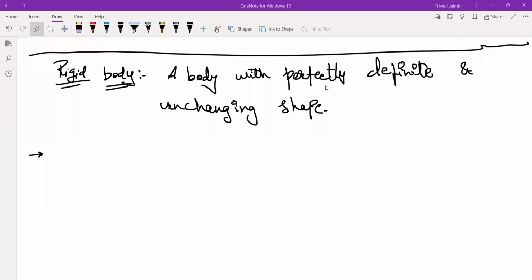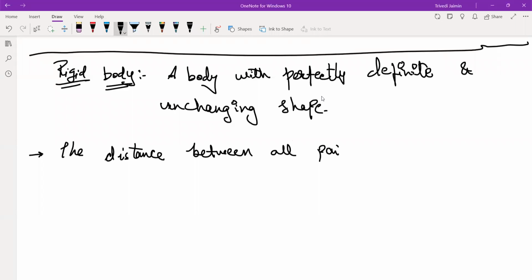Okay, let's get back. A body which has a perfectly definite or unchanging shape is a rigid body. Give me an example of this. Wait, let me write one more statement for that. Conditions: the distance should be constant, the distance between pairs of particles.